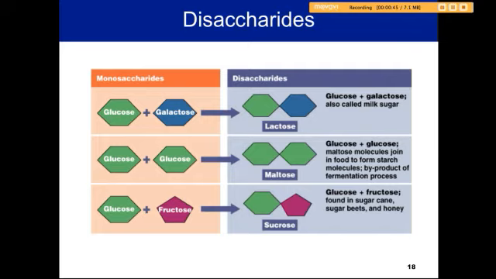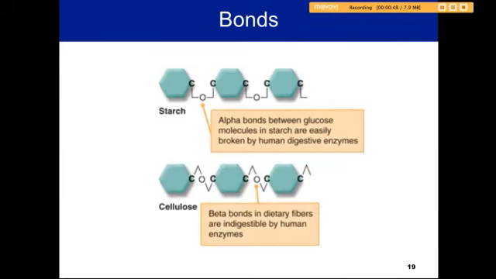Putting 2 saccharides together requires bonding them together. There are 2 types of bond. Alpha bonds. The alpha bonds are easily broken by human digestive enzymes, which means if you have 2 molecules held together with alpha bonds, they can easily be broken down during digestion. But there's also beta bonds. Beta bonds hold two sugar molecules together, but they're indigestible by the human enzymes. That means the molecule itself will not get broken down and will have to be excreted from the body.